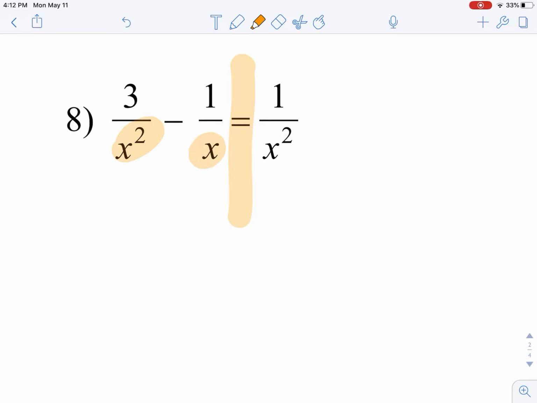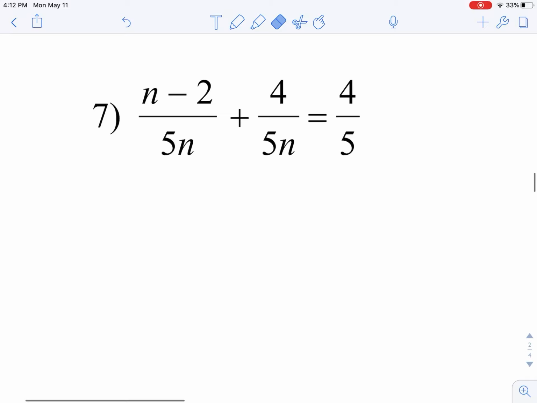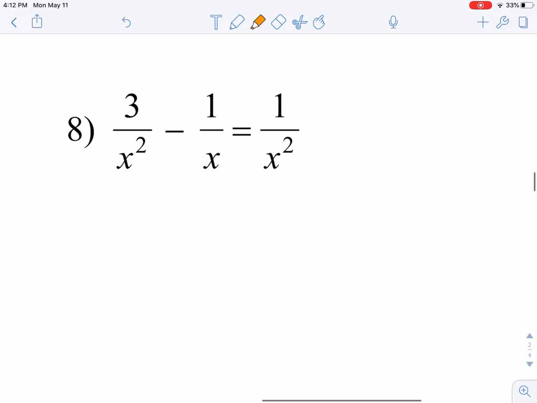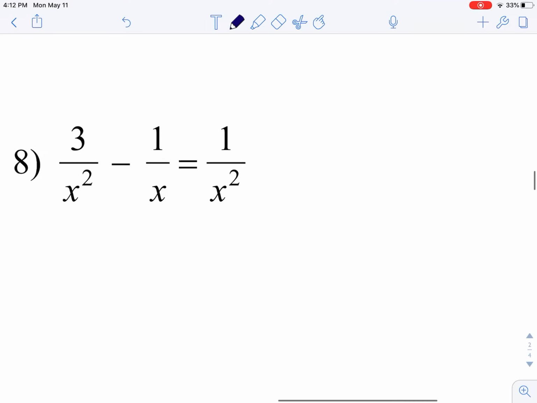These are not common denominators, so I'm going to have to do a little extra work here. The one that you have to do does have common denominators still, so you'll be fine on that one. But still, go ahead and watch this and make sure you understand how to do it.